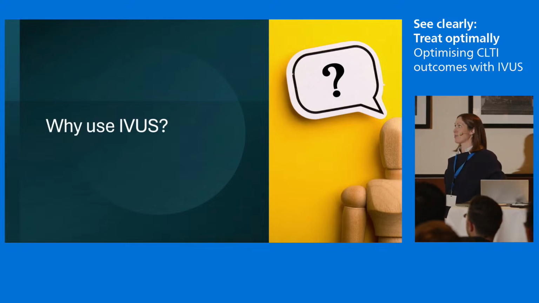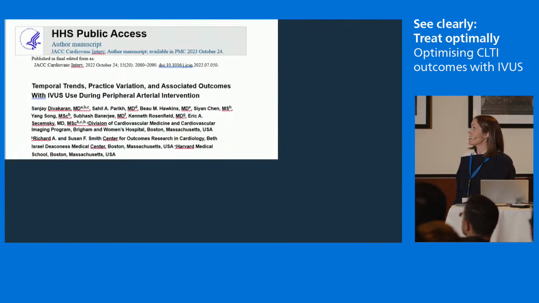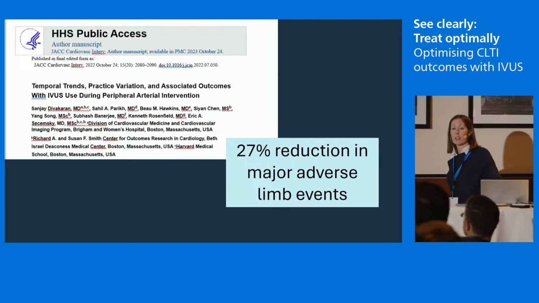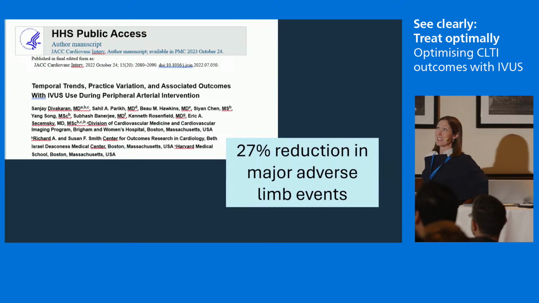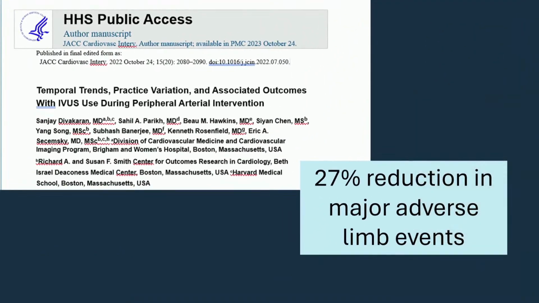So, as a generalist, why use IVUS? I'm not going to go through all the data that we talked about, but there were a couple of things that sprung out to me. The first is the Medicare study. There were 500,000 patients in this study. Only 11% of the patients had IVUS used during their procedure, which tells you something about the selection bias in how those outcomes have been drawn, because they're probably the high volume users who've been using IVUS. But there was a 27% reduction in major adverse limb events at a 2-year mark.